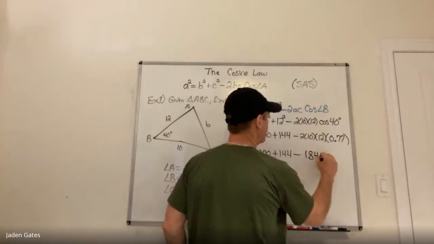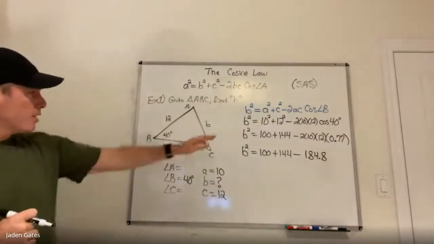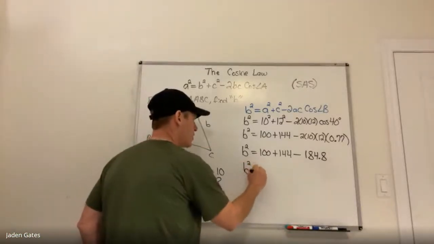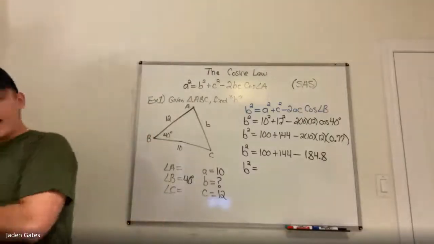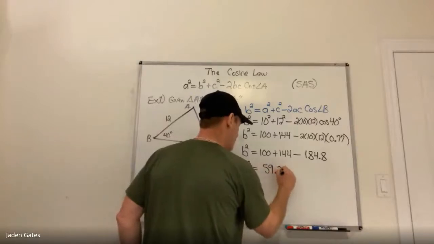184.8. Now the next step in BEDMAS is my adding and subtracting. So I'm going to take those numbers and put them together. So I have 100 plus 144 minus 184.8, and I get 59.2.